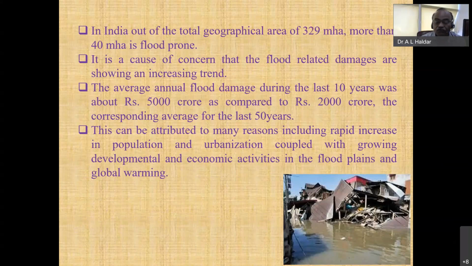It means the quantum and frequency of floods have increased and are giving problems, especially in India. Of course, it is not restricted to India; it is in other countries also. In India, out of 27 states and 6 union territories, more than 18 states are flood prone, and floods are occurring from time to time.